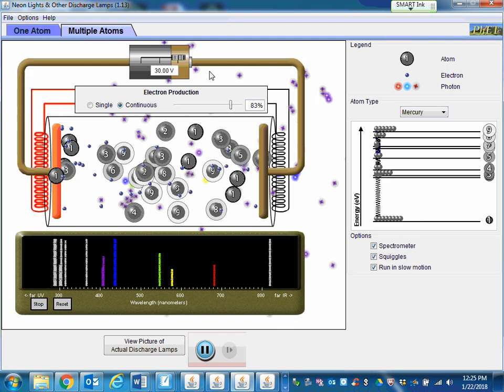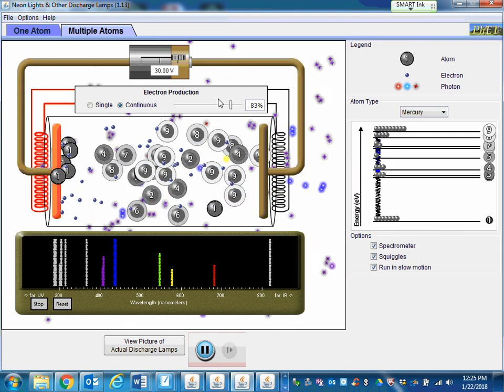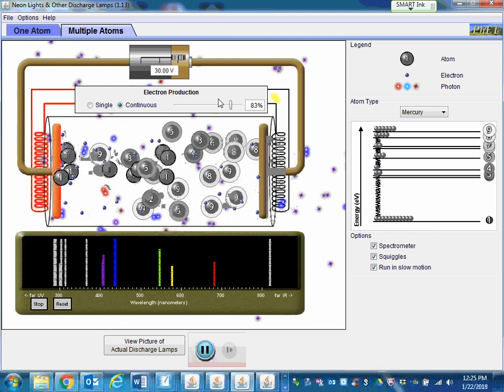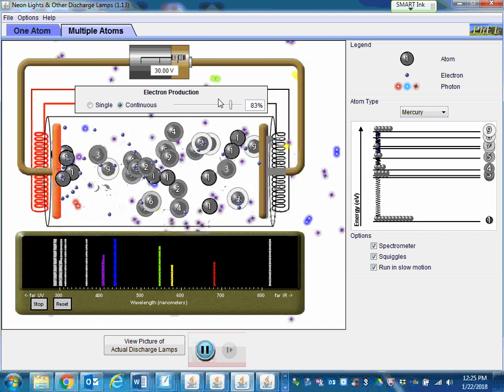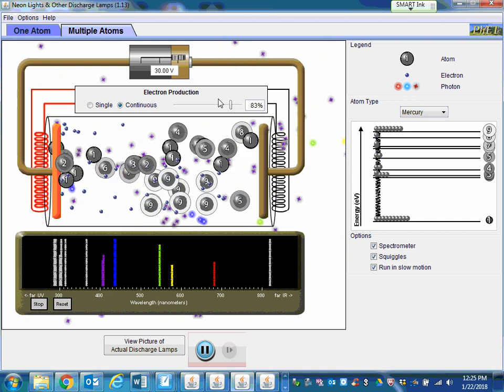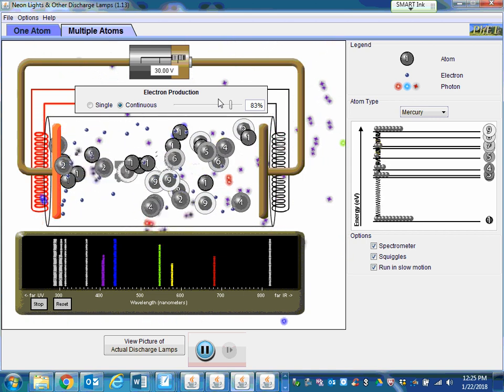So if I have multiple atoms, are you with me? Multiple hydrogen atoms, this is hydrogen, this is mercury, then you're able to see the distinct colors. Does that make sense? With multiple atoms giving out all these lights.